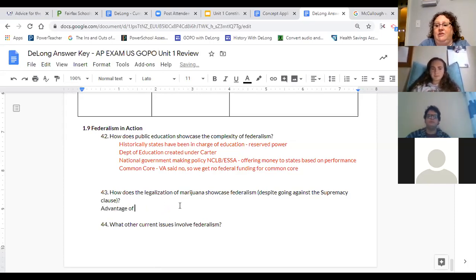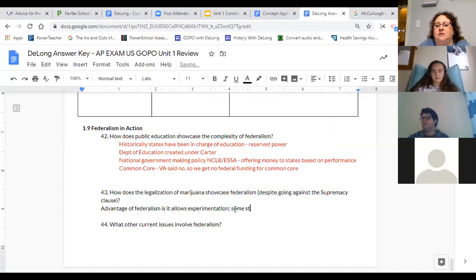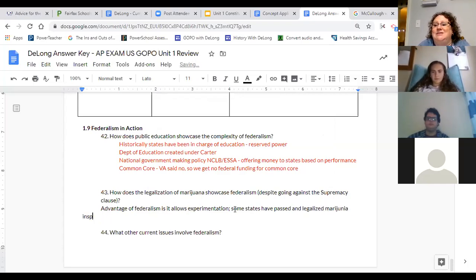Okay, so an advantage of federalism, and this is one of those great times where what you've learned in comparative becomes relevant, is that it allows for experimentation. I cannot type tonight, guys. Thank goodness for spell check. So it allows for experimentation. Some states have passed and legalized marijuana in spite of the federal law that prohibits it.